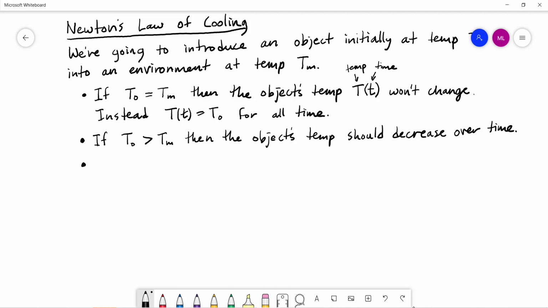And alternatively, if we're talking about the peas coming out of the freezer, if our initial temperature is less than the room temperature, then the object's temp should increase. It should heat up to room temperature.